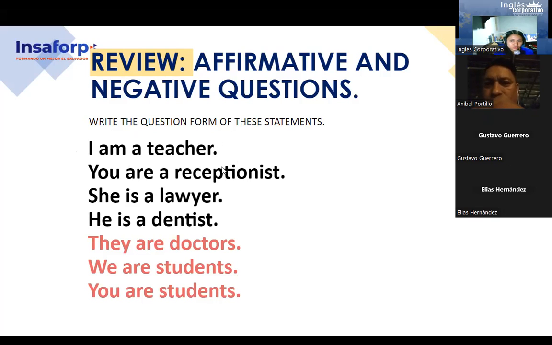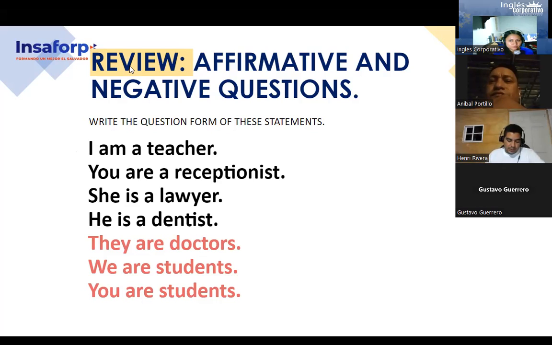Ayer estuvimos estudiando yes, no questions, las preguntas. ¿Transformar la pregunta o poner la respuesta? No, ambas cosas. Transformarlo en una pregunta y también escribir una respuesta corta, como yes, she is, no, she isn't. Por ejemplo, yes, you are, no, you aren't, yes, I am, no, I'm not.